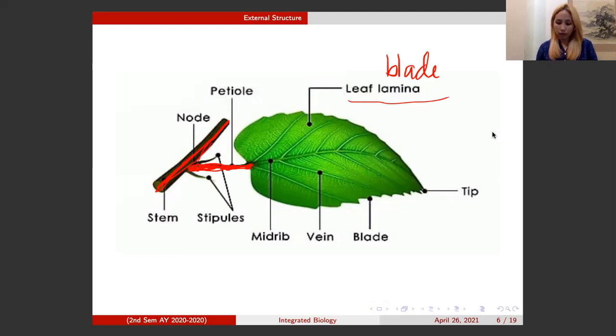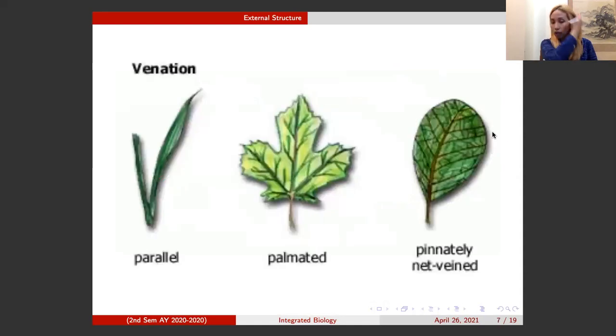So this is your stem, that's the node, right? And then we have, of course, the midrib. Later on, we will discuss that when we go to the veins. For the internal structure, the midrib is one of the veins. It is the biggest and midmost vein. And then, of course, you have the smaller veins. So we have two types, as was mentioned earlier: parallel and netted, or reticular or reticulate venation.